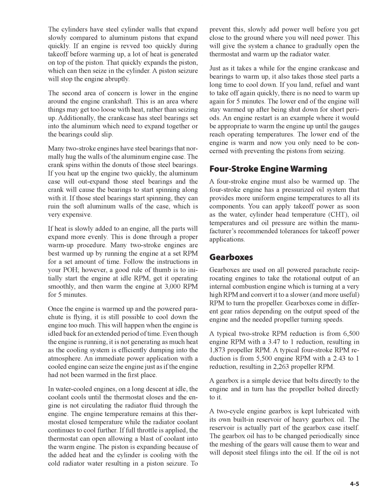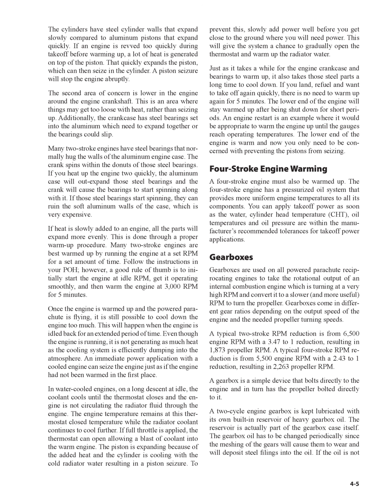propeller. Gearboxes come in different end gear ratios depending on the output speed of the engine and the needed propeller turning speeds. A typical 2-stroke RPM reduction is from 6,500 engine RPM with a 3.47 to 1 reduction, resulting in 1,873 propeller RPM. A typical 4-stroke RPM reduction is from 5,500 engine RPM with a 2.43 to 1 reduction, resulting in 2,263 propeller RPM. A gearbox is a simple device that bolts directly to the engine and in turn has the propeller bolted directly to it.